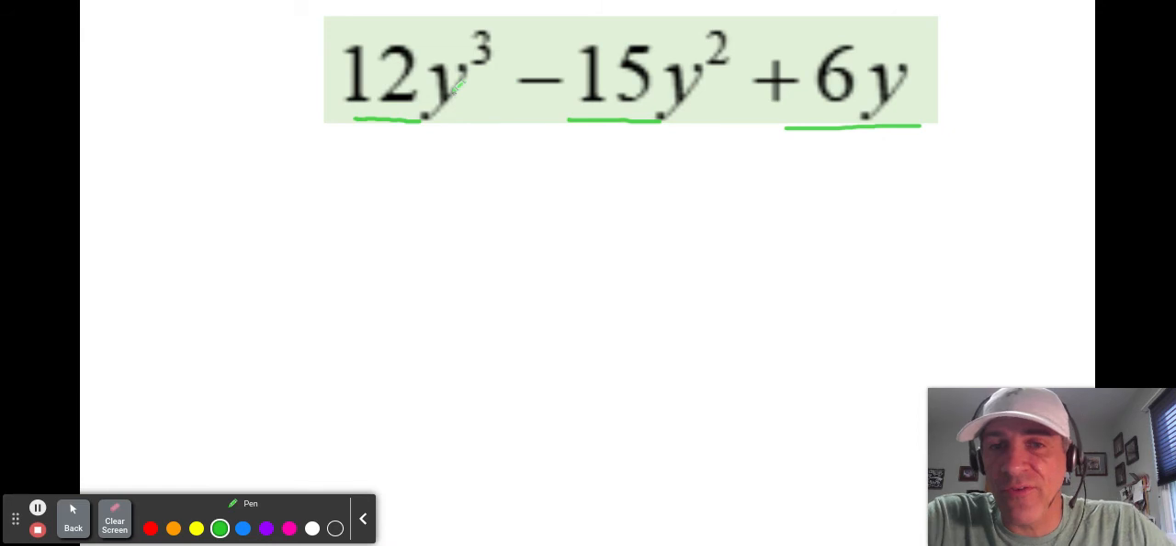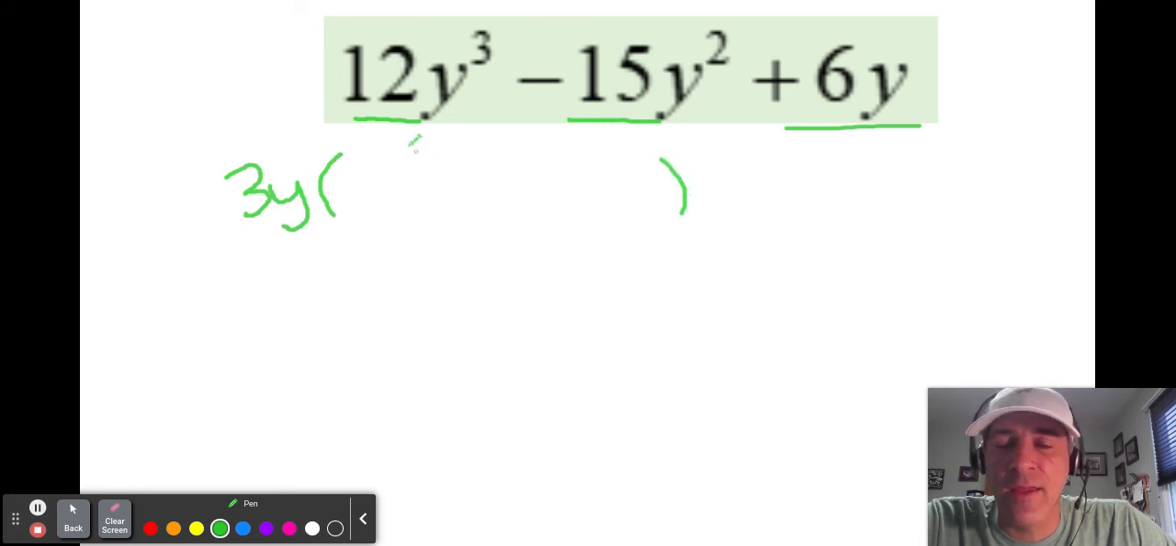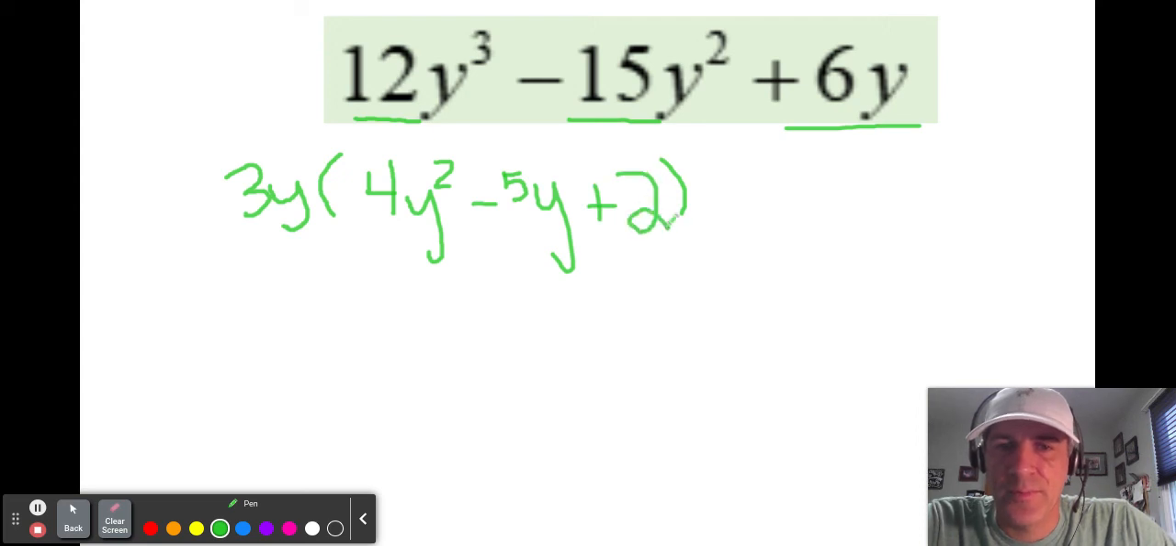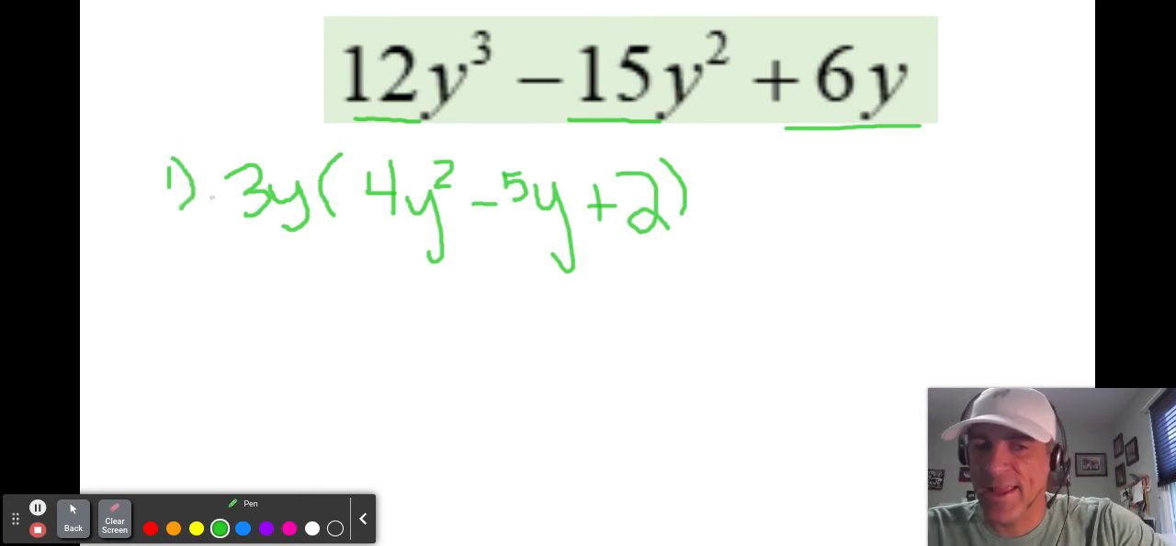Well, the first thing I notice is that they all have at least one y in there, so I can factor out a y. I also notice that 12 and 15 and 6 all have a common factor of 3. So I can factor out 3y first. And in doing that, this would leave me with 4y squared minus 5y plus 2. Now, this is step 1, factoring out the GCF. That's always going to be your first step from here on out.